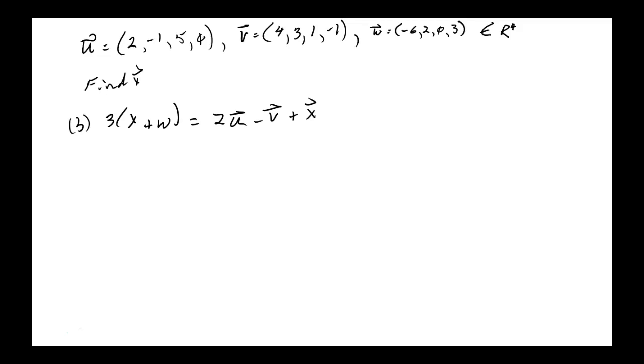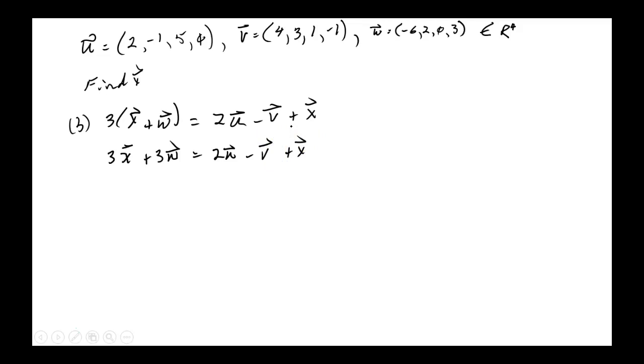But let's first solve for the x's. Okay, here the x is by itself, here it's not. So let's first use that property we had, that 3, oh, I forgot to put my vector symbols over, okay? This would be 3 times x plus 3 times w, distribute, right? Is equal to 2u minus v plus x, okay?